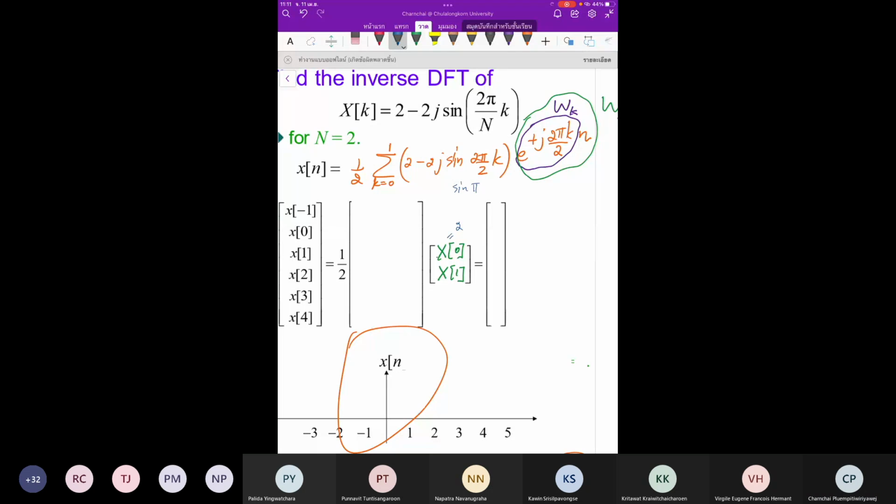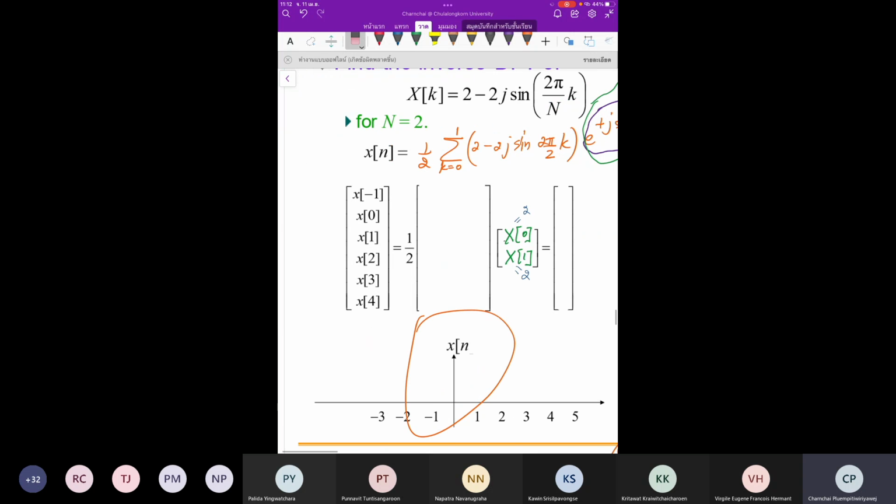How much is e to the j pi? It's 0. No, it's negative 1, right? So e to the j pi is negative 1. Negative 1 times, is it? No, it's 0. It's also a 2. Okay, that's the rules. So it's a 2 and a 2.